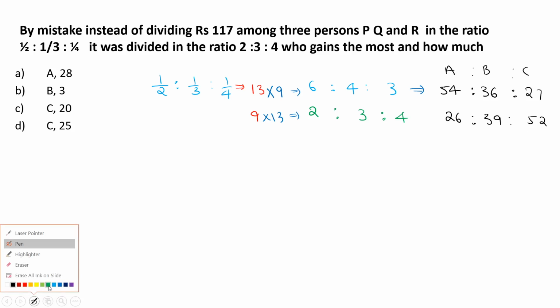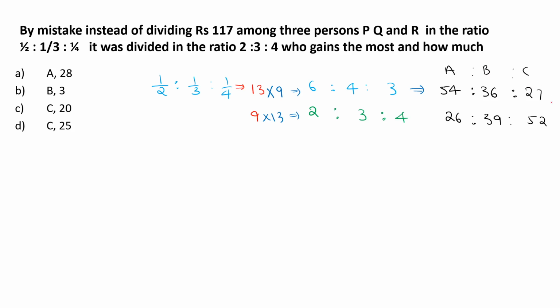Okay. Now we can say who was most beneficial. A was supposed to get 54 rupees, actually got 26 rupees, but B was supposed to get 36 rupees, got 39 rupees. That means B was benefited by 3 rupees. B is also a beneficiary.